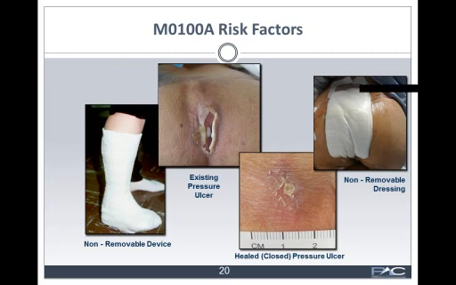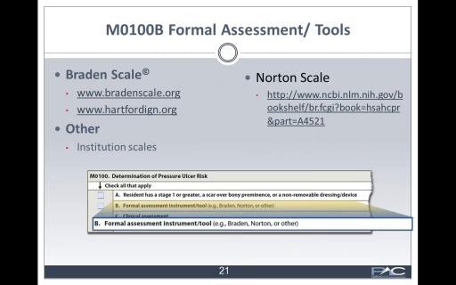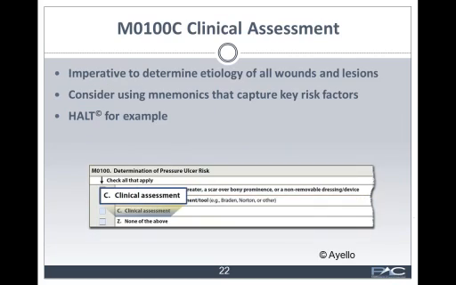All right, so here's some other risk factors too. Non-removable devices for sure. Could be a dressing or it could be a cast. Existing pressure ulcer, of course, and then a healed pressure ulcer. And here's just a couple of links of a couple of the formal assessment tools that are out there that I mentioned, and the clinical assessment as well.